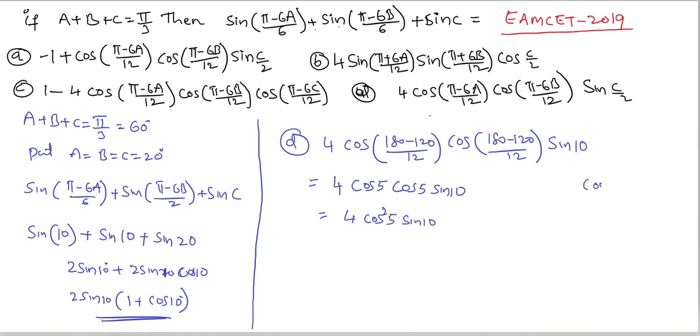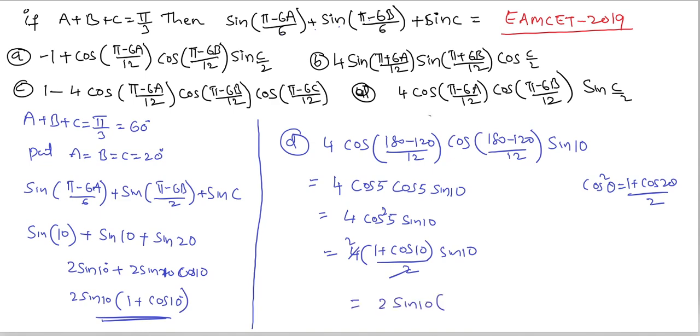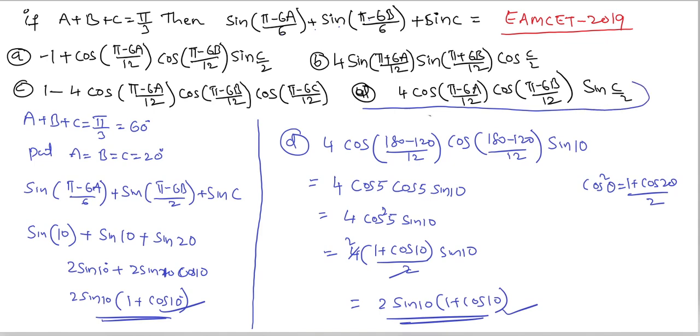We know that cos square theta is equal to (1 plus cos 2 theta) by 2, that is equal to 4 into (1 plus cos 10) by 2 into sine 10. Here 2 times cancelled, that is equal to 2 sine 10 into 1 plus cos 10. Here LHS equals RHS. This value is equal to this value. For this, the fourth option is the correct answer.